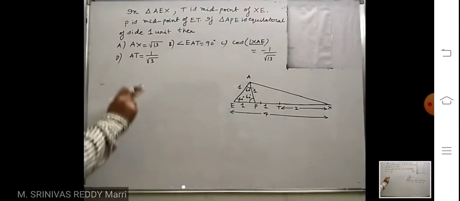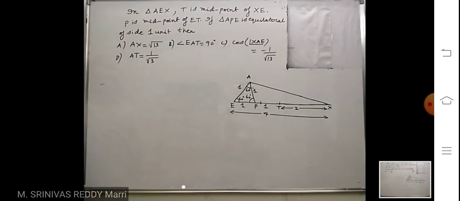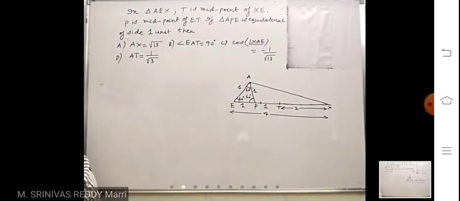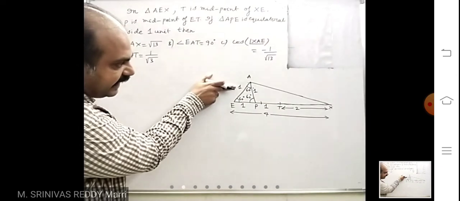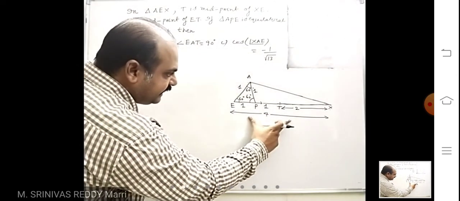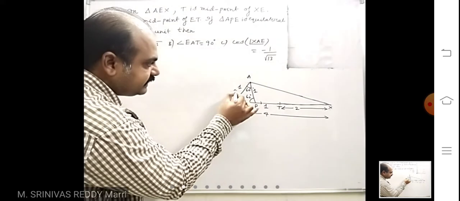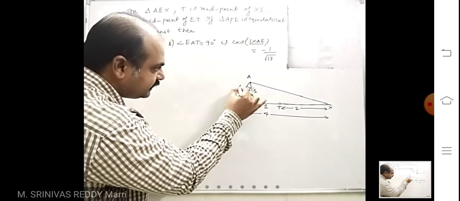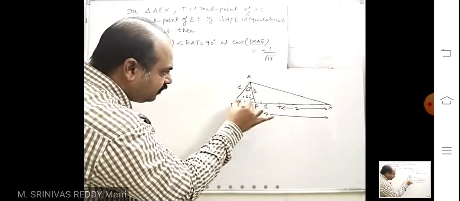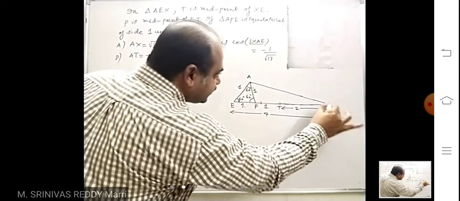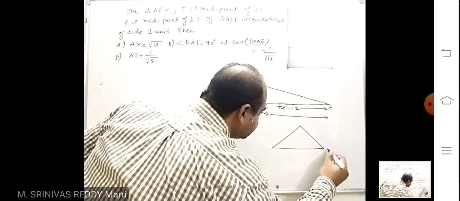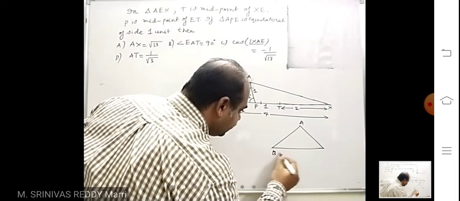Now whatever he is asking, first he is asking what is AX. In this triangle AEX, one side is length 1. Another side EX is 4. These two sides are known and the included angle between them is known. Therefore, the third side you can calculate. Just yesterday we have learned this. Always ABC will not be there. Look at yesterday, what is cosine rule?